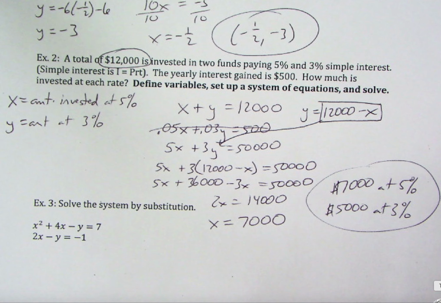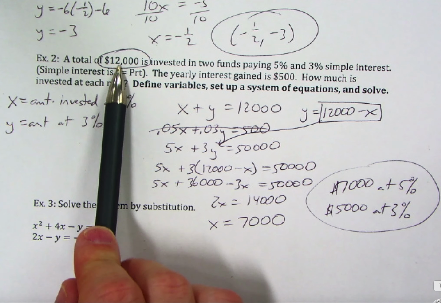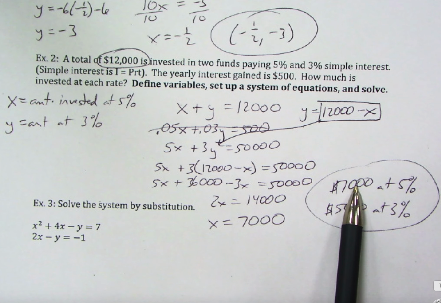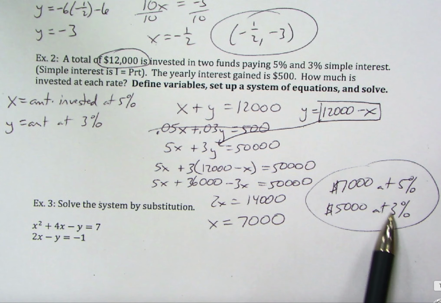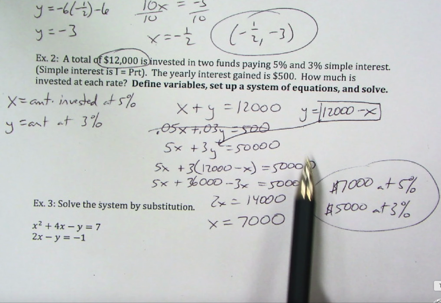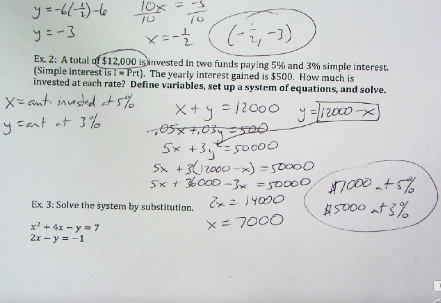And you could check these too. You could check word problems. If you add 7,000 and 5,000, you should get 12,000. And then also, if you take 5% of 7,000 and 3% of 5,000, you should end up with 500 total. Just multiply that by 0.05 and multiply that by 0.03 and add them. You should get 500. So you can check.